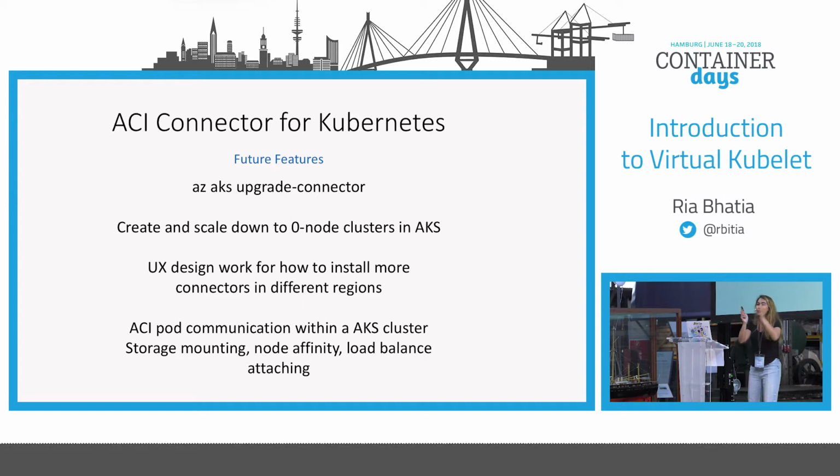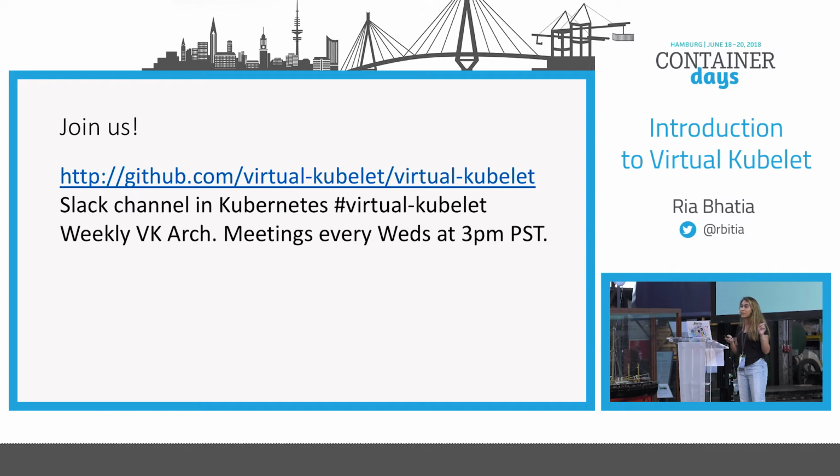Things that we're looking for in the future. So we have features for Virtual Kubelet itself, core, and then we also have features for the ACI connector for Azure's experience. Azure's experience is pretty awesome. It's really easy to use, thankfully. We already have upgrade connector. You can scale down to 0 node cluster. We want to scale down to 0 node clusters in AKS. There's a PR out there, and we're going to make a working group for nodeless.